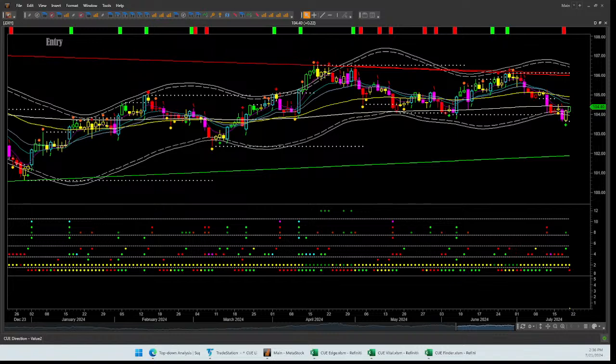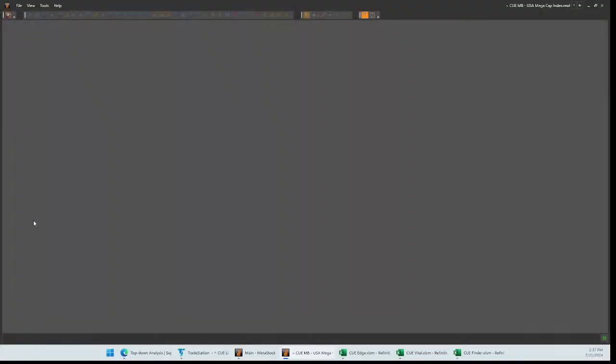Dollar index stabilized on Thursday, Friday. It went up from the open. Both Thursday and Friday after the open, it went up with quite bullish shape candles, and that would put pressure on many stocks, including mega caps. Let's look at the mega caps.